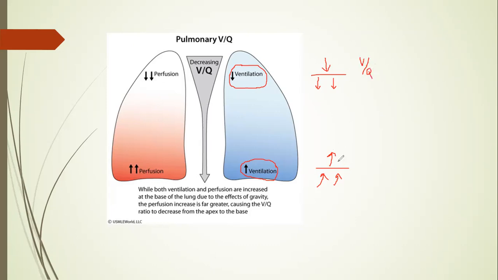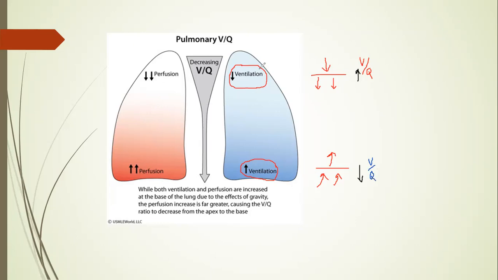In this case, the numerator will be smaller than the denominator, which means this one will have a very high VQ, and this one will have a low VQ, for the simple reason because the numerator is smaller than the denominator. So it will have a low VQ ratio. I hope I have not lost people here. I'll go slowly.